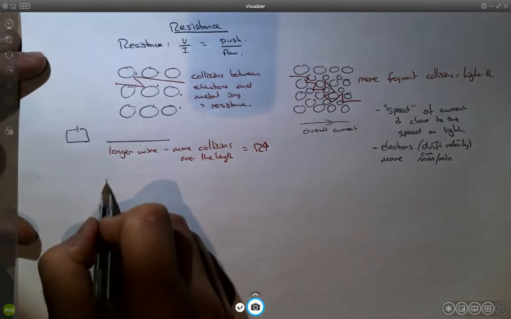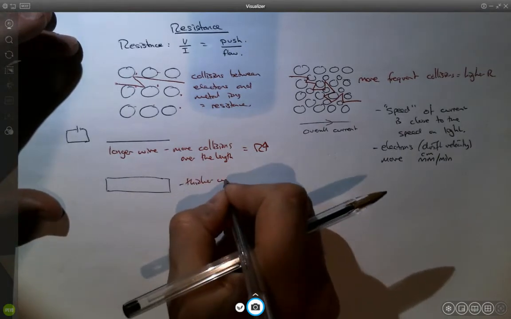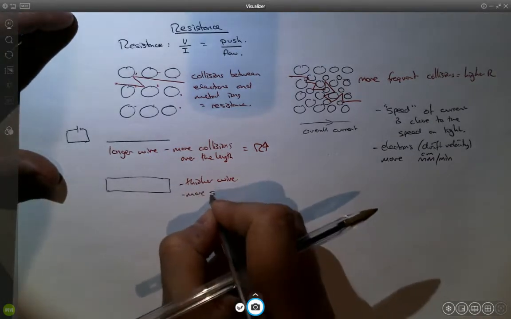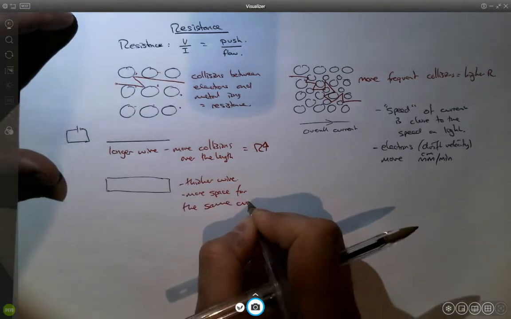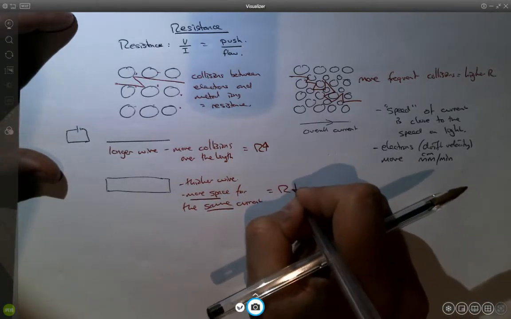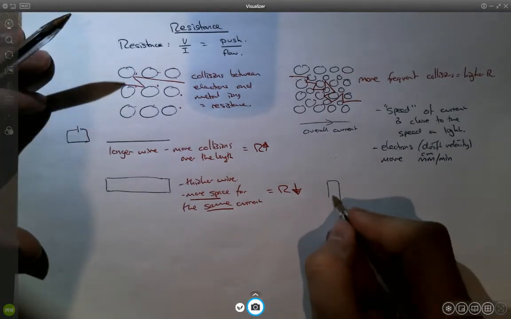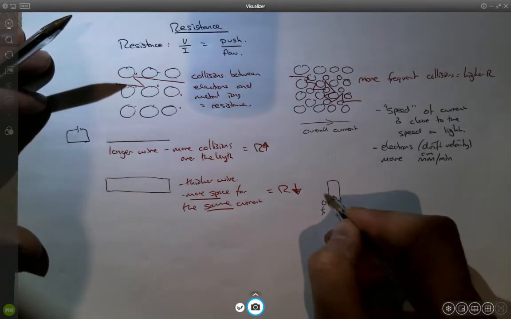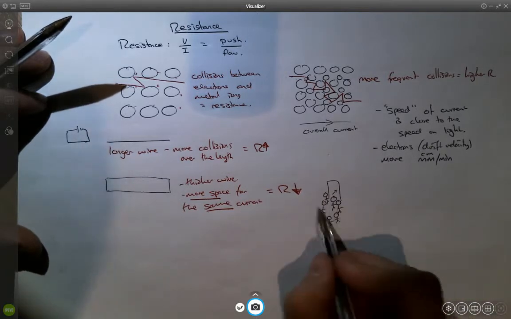Supposing I have a thicker wire, and this often trips students up. They might say, well, there's more atoms there, so there's going to be more collisions. But actually what we're doing is we're creating more space for the same current. Because it's more space for the same current, the resistance goes down. This is like saying, if you have a doorway and you've got one student trying to get through it, quite easy. If you then bunch loads of students up and say, I want the whole class to get out at the same time, there's obviously going to be a high resistance as they collide into each other.